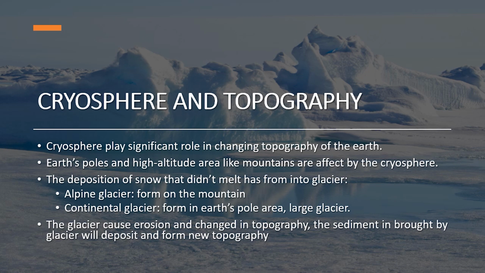It can be very wide, kilometers wide, and big in terms of length and width. The area of the continental glacier can go up to thousands of kilometers, which is much larger than the Alpine glacier, which is on the tops of the mountains and is not as large as the continental glacier. The glacier causes erosion and changes in topography because of the sediment brought in by the glacier, which will be deposited and form the new topography.